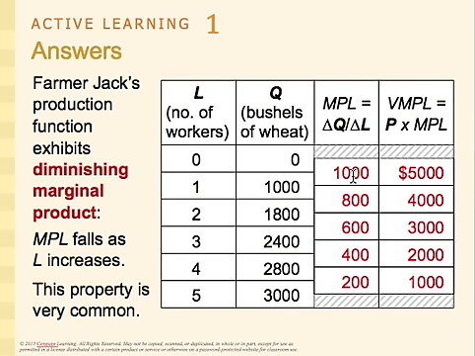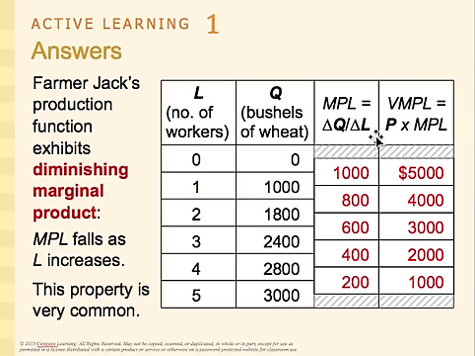So you see, as we add more workers, we are getting more bushels of wheat, but we're increasing at a decreasing rate. Okay, 1,000, 800, 600, 400. Then we're adding a 5th worker at 200. Eventually, you have a negative return.